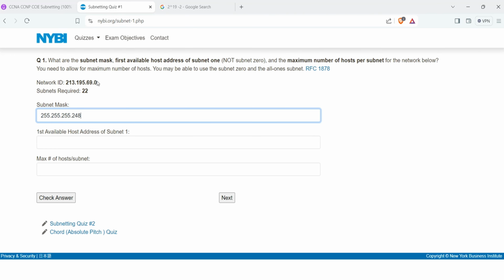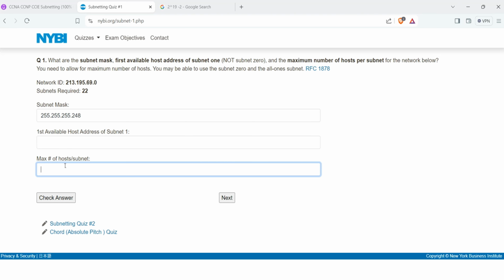I don't touch the last, it is the host, so I don't mess with it. That's why I put these numbers over here. I borrowed 5 bits from here. 3 bits are left. 2 to the 3 is 8, minus 2 is what? 6.